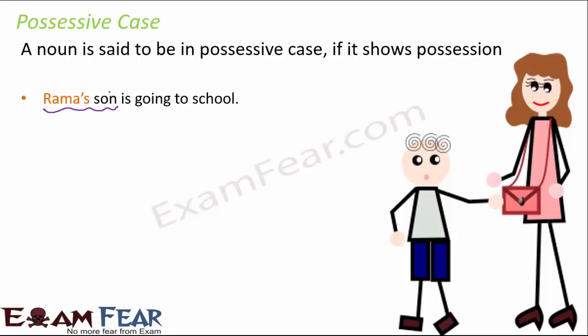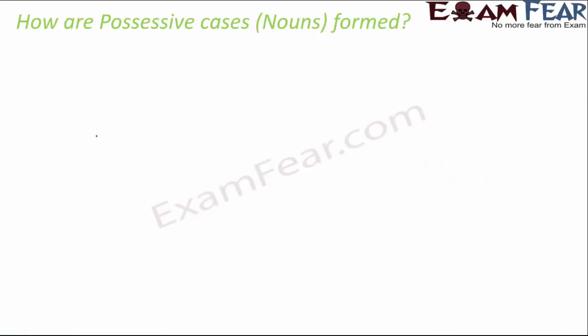So in this case, if you look at this Rama's, this is a noun with an apostrophe S to show possession, and this is said to be in possessive case. So normally in possessive case, the nouns are followed by apostrophe S. That apostrophe S actually shows possession of that noun on a certain thing or on another object. Okay, so let us see how the possessive cases or possessive nouns are formed.